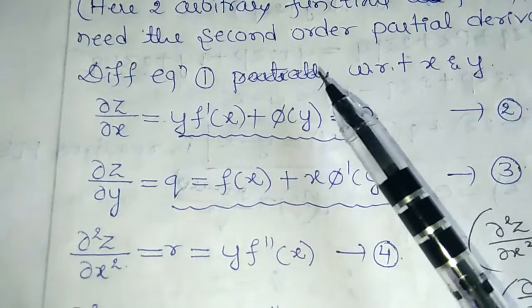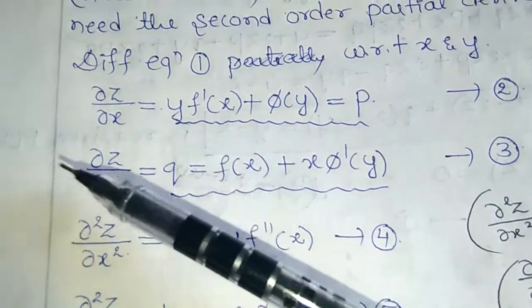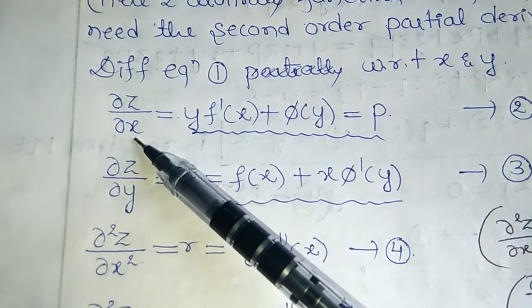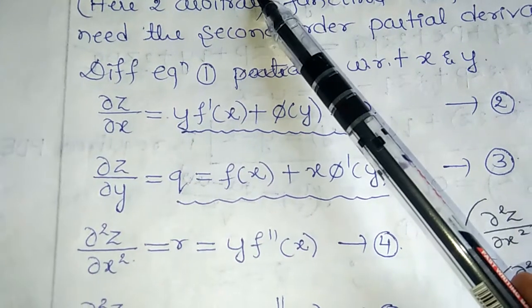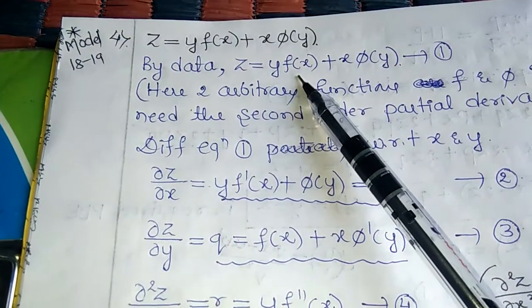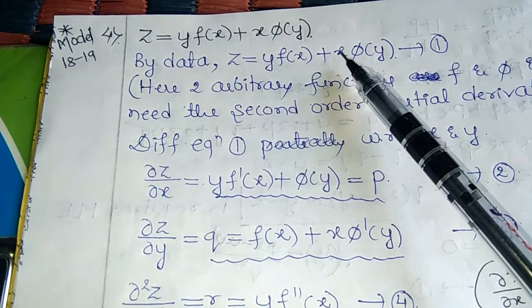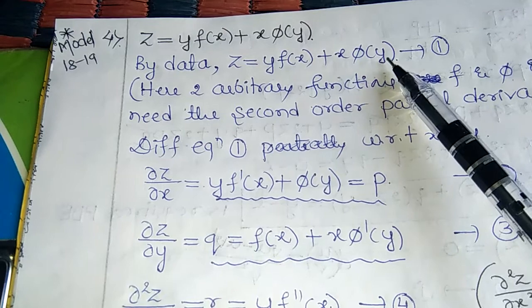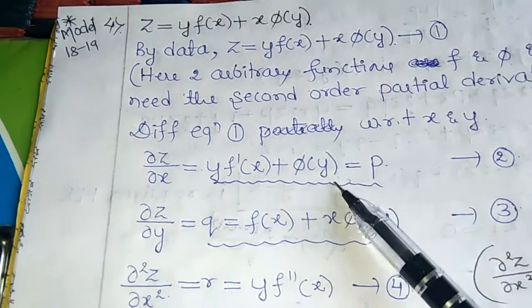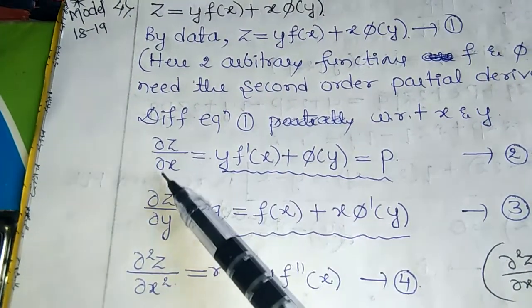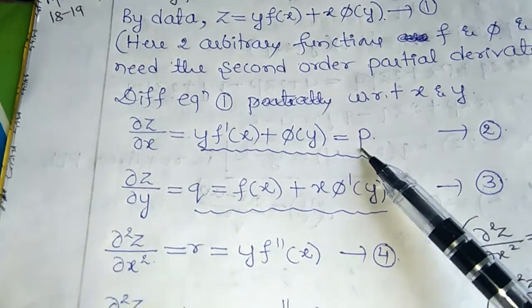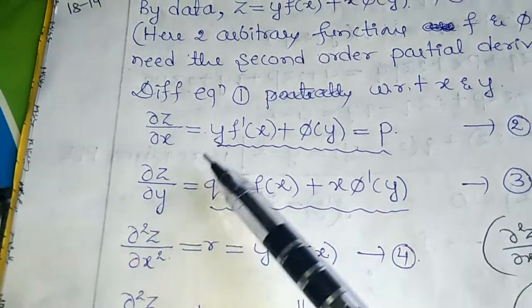Differentiate equation 1 with respect to x and y. Say dou z by dou x, treating y as a constant. What is the differentiation of f of x? f dash of x, plus the differentiation of x is 1, treating y as a constant, keep phi of y as it is, which is equal to p. Call it as equation 2.